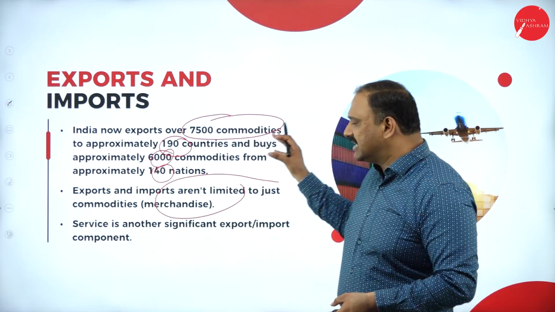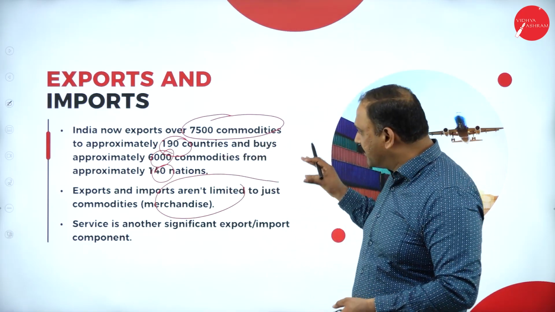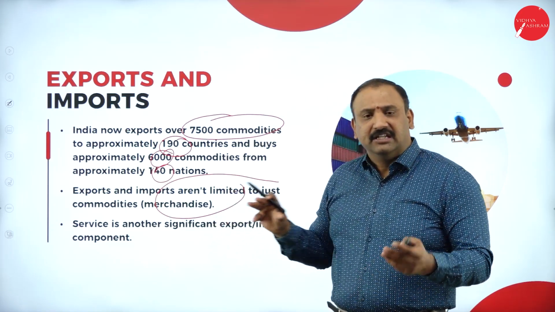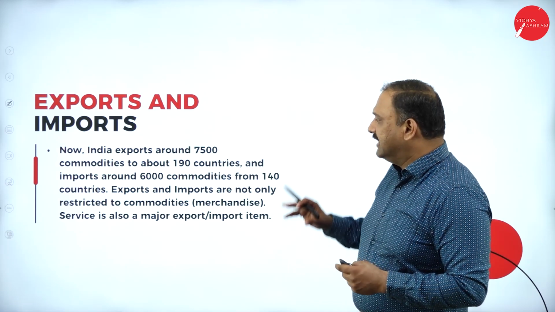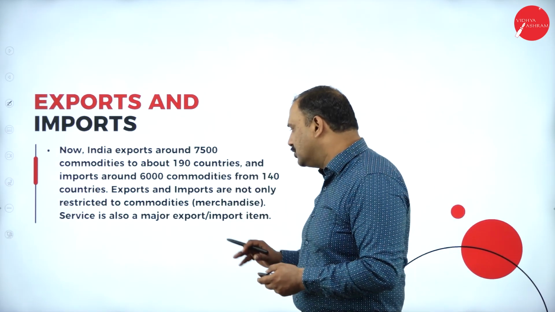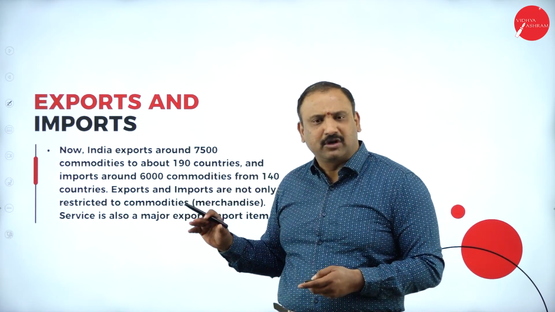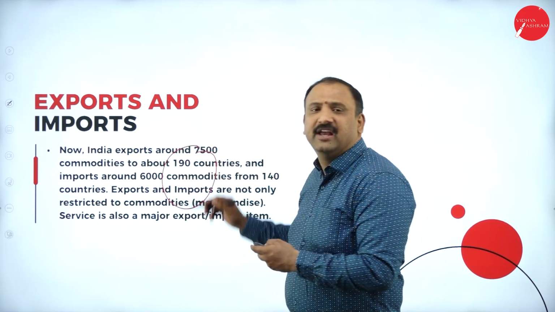So you can just look at the numbers: 7,500 commodities, 190 countries. Now this is where we are expanding altogether, followed by the exports and imports. That's what we have been doing altogether, and services are also coming up in a very, very big way here.